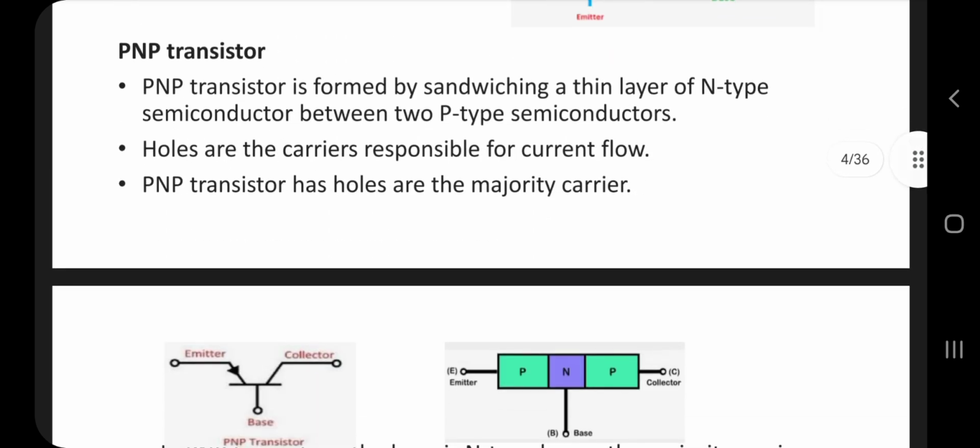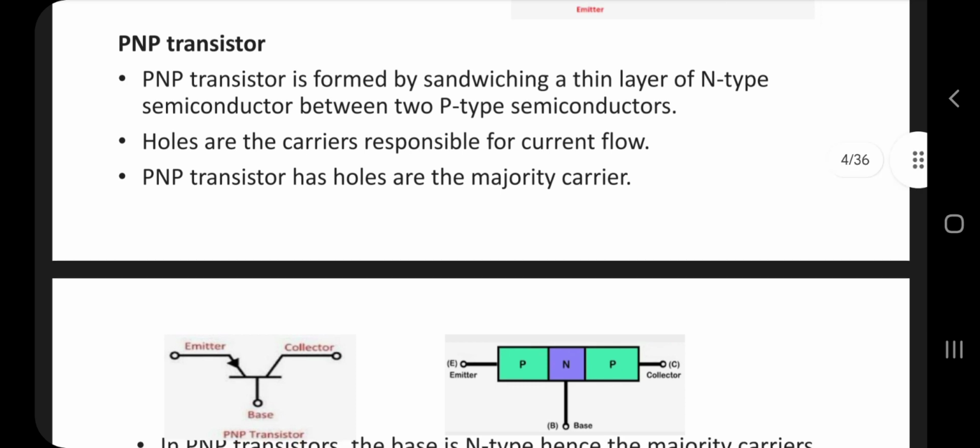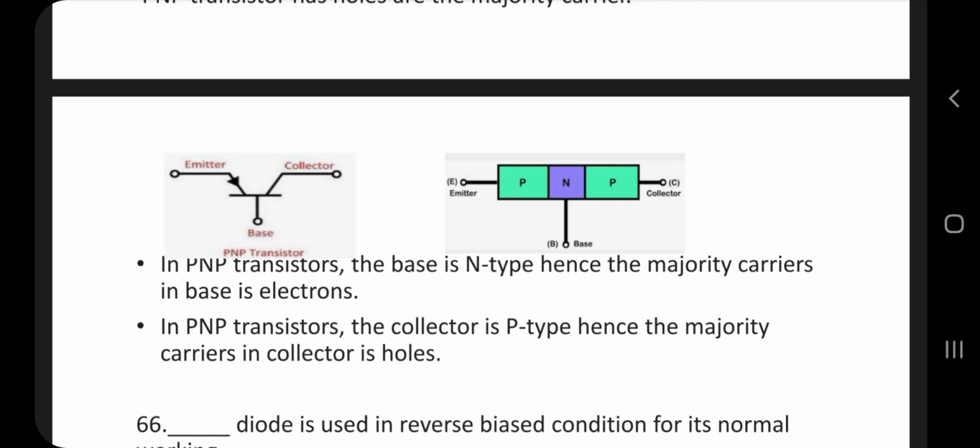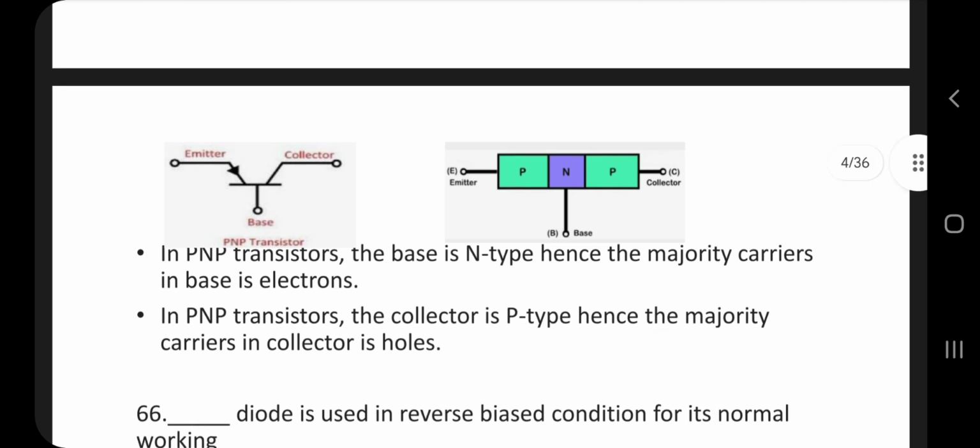PNP transistor. A PNP transistor is formed by sandwiching a thin layer of N-type semiconductor between two P-type semiconductors. Holes are the carriers responsible for current flow. A PNP transistor has holes as the majority carriers. This is the symbol and structure of the PNP transistor. In PNP transistors, the base is N-type, hence the majority carrier in the base is electrons. In PNP transistors, the collector is P-type, hence the majority carrier in the collector is holes.